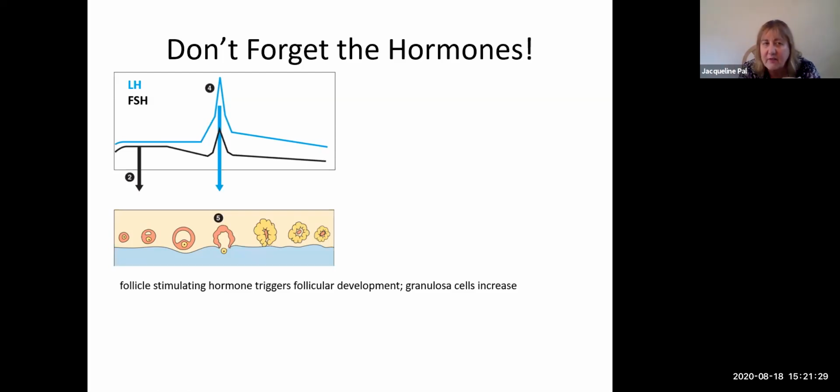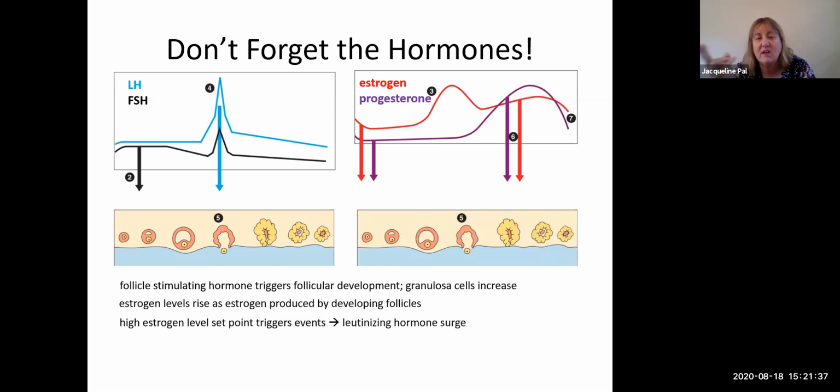So on the left here, we have the two hormones coming from the adenohypophysis. On the right now, we're going to talk about estrogen and progesterone. I'm going to go over this one more time. When follicle stimulating hormone starts causing follicles to develop, they are going to start producing estrogen, this red line right here. When your estrogen levels hit your critical point, that is going to cause this blue, huge luteinizing hormone surge, which triggers ovulation.